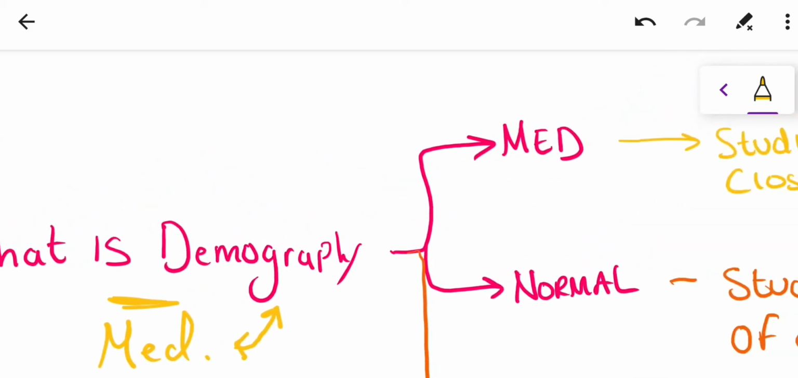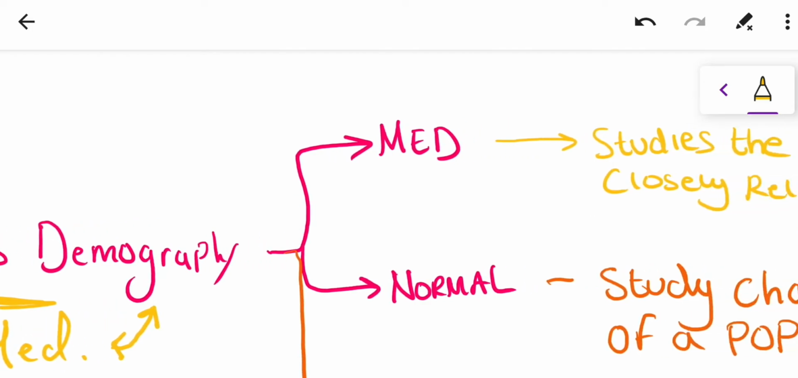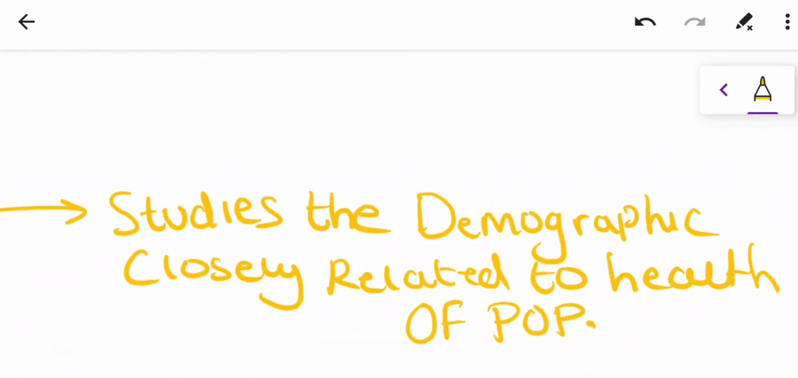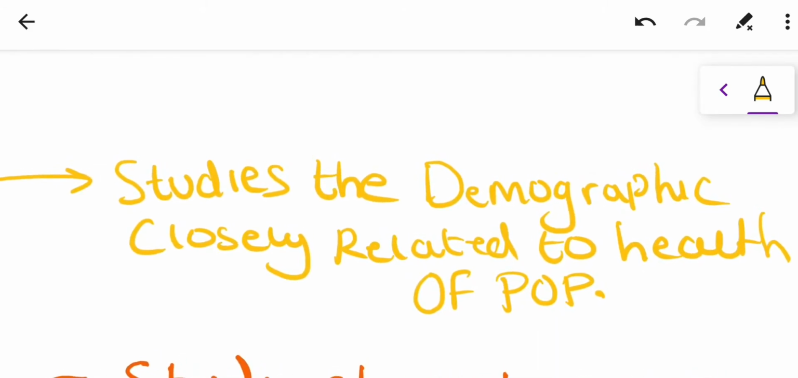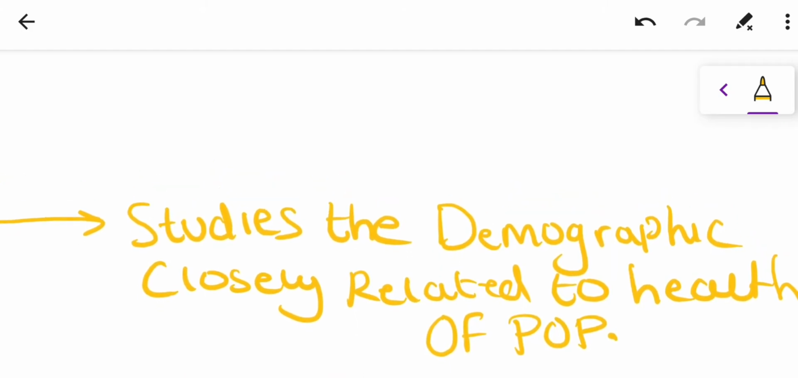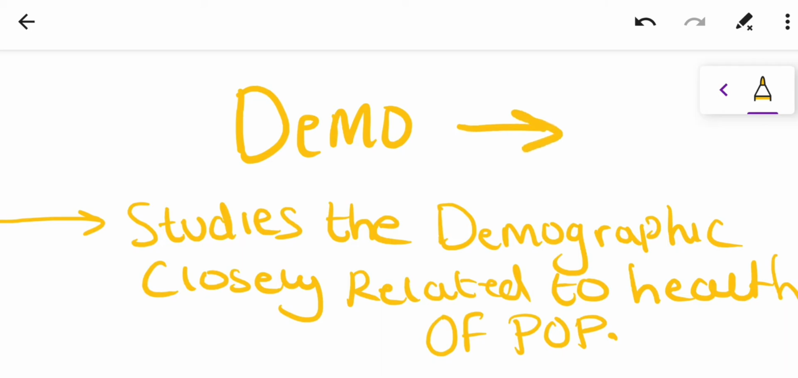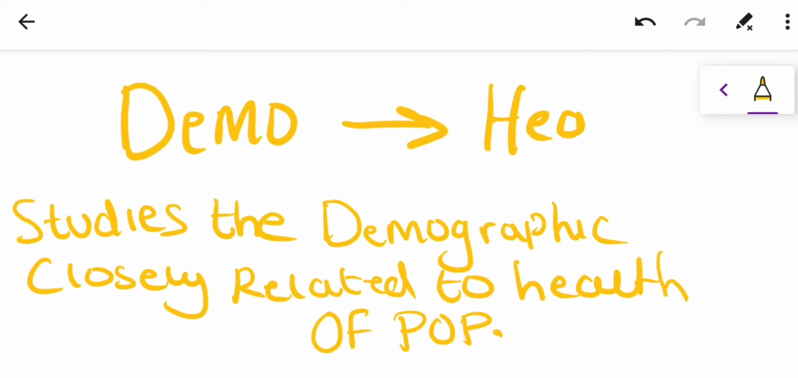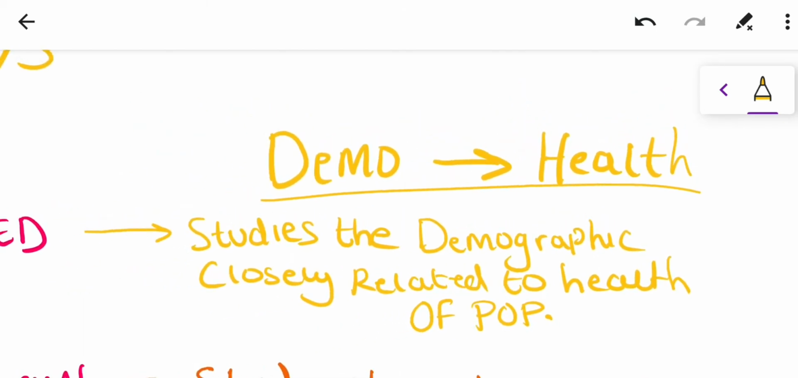Okay, so medical demography is we study the demographic closely related to the health of the population. This is directly from the lecture. Okay, we study the demographic closely related to the health. Demography, and we're looking at health. That's your definition.